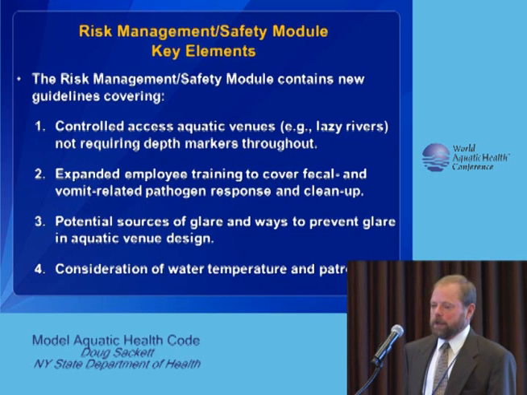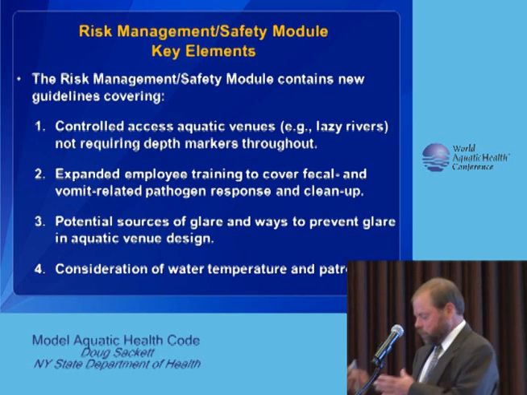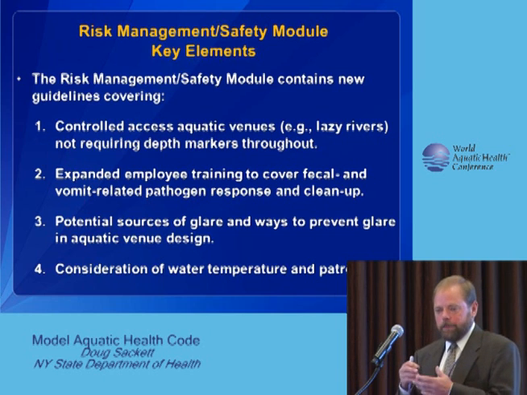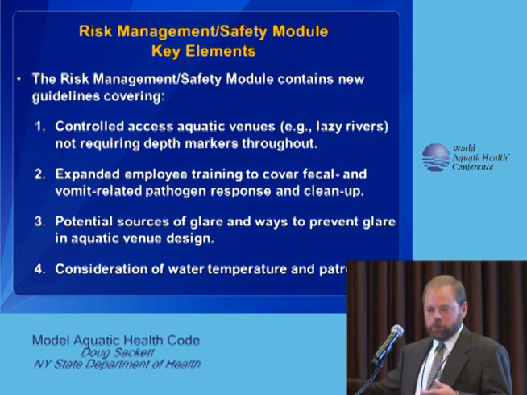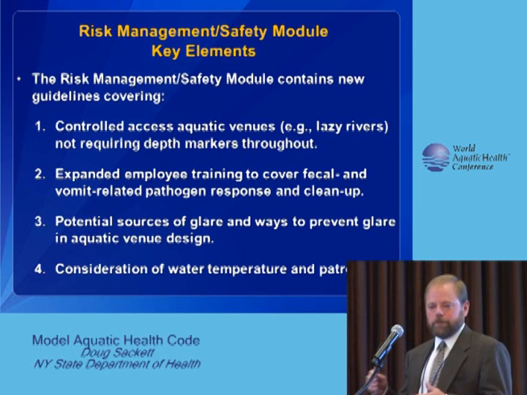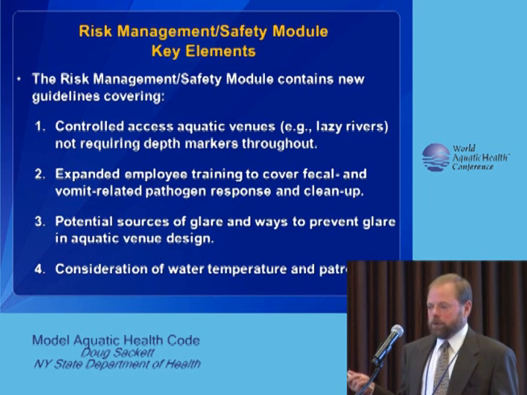Controlled access. If you have a leisure river, the only place you can get to that leisure river from a patron standpoint is this one entrance point. Historically, health codes typically require depth markers every 15 to 25 feet. So you have hundreds of feet of leisure river, and the patrons only see it at one point. Does it make sense to have the same rigor of depth markings? So this code is saying no.